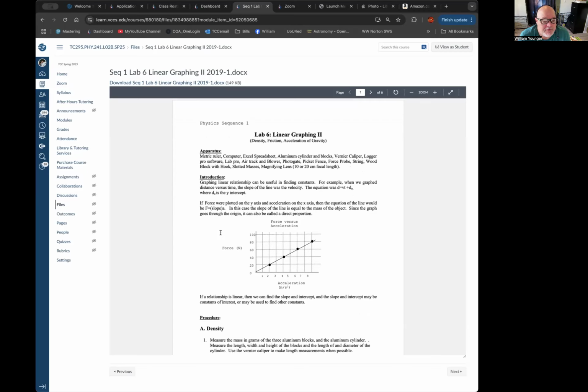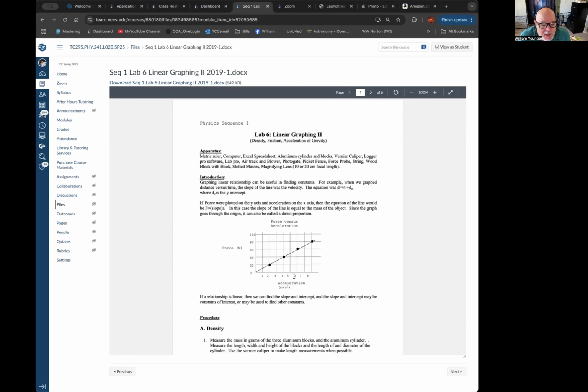For example, when we graphed distance versus time, the slope of the line was the velocity, and the equation d equals vt plus d0, where d0 is the y-intercept. So you can see how we normally do this. We can plot something on the vertical axis.